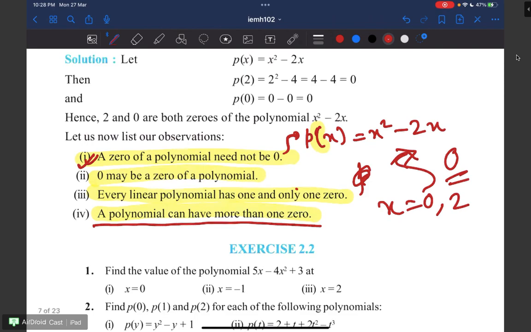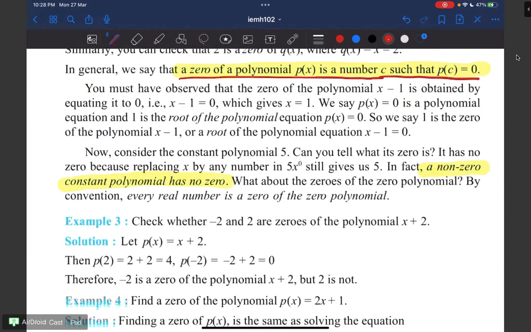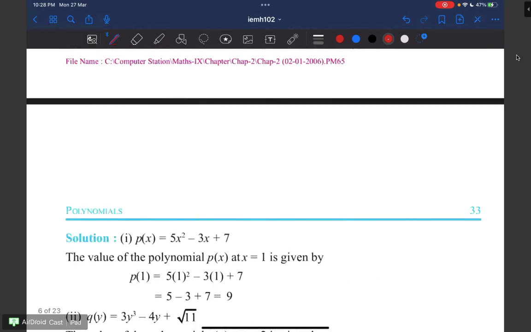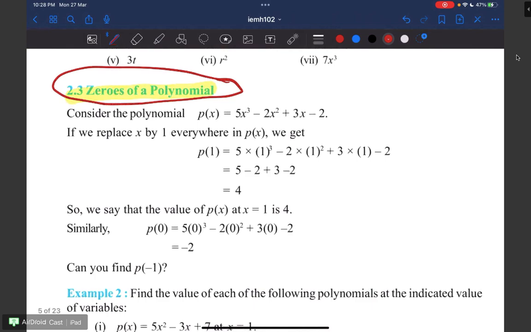That's all about the concept of zeros of a polynomial. In the next class, we are going to solve different types of examples related to the concept of zeros of a polynomial. I hope that this session was useful.